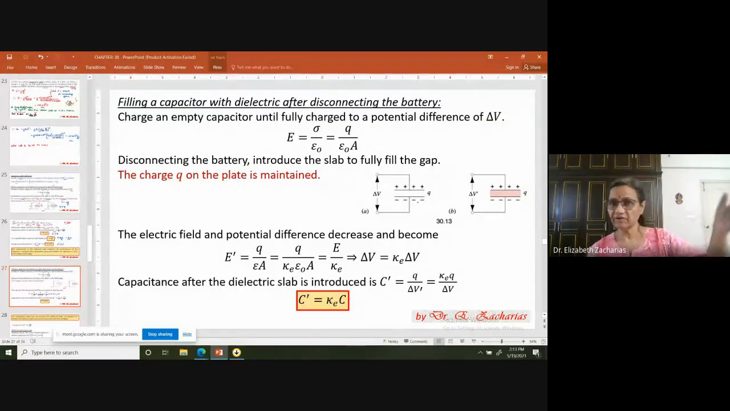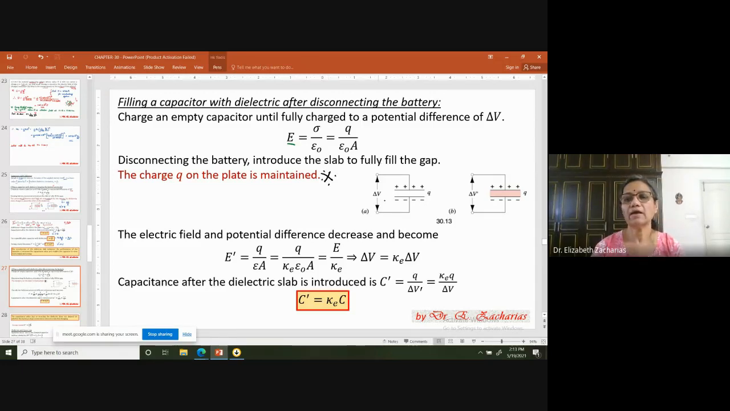Now, whereas in the previous problem, what happened? Delta V was maintained a constant, Q increased. Whereas here, Q is going to remain a constant. So before that, let us, as usual, write the expression for the initial electric field. It is Q by epsilon naught A. Now, disconnect the battery, introduce the slab so that the gap is fully filled. The charge Q, this is the important step. The charge Q on the plates is maintained.